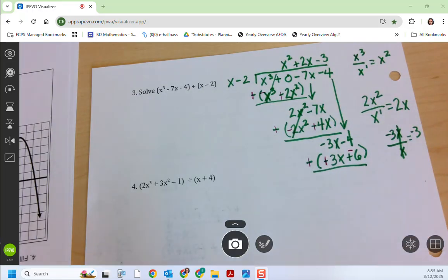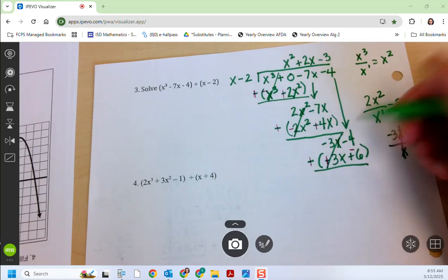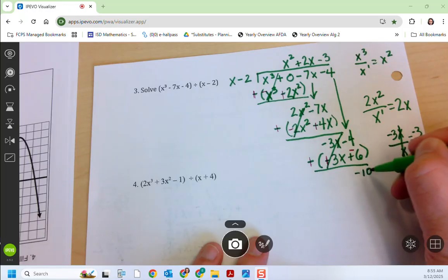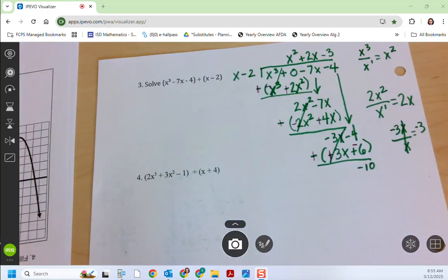And then I'm combining negative 4 and negative 6. What do I get there? Negative 10. That's just an adding problem. No worries.